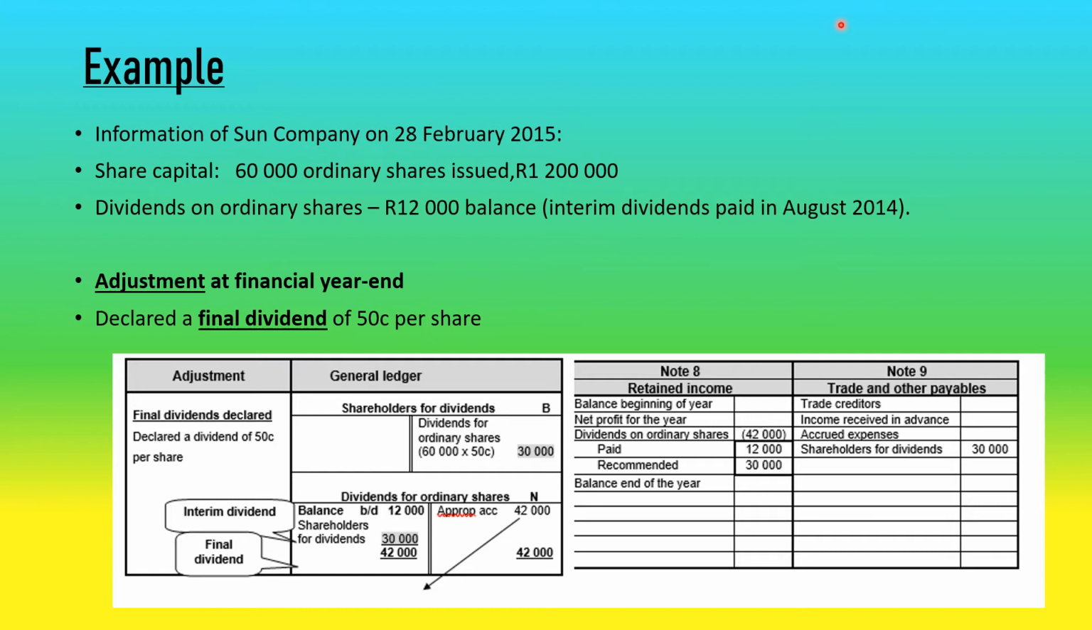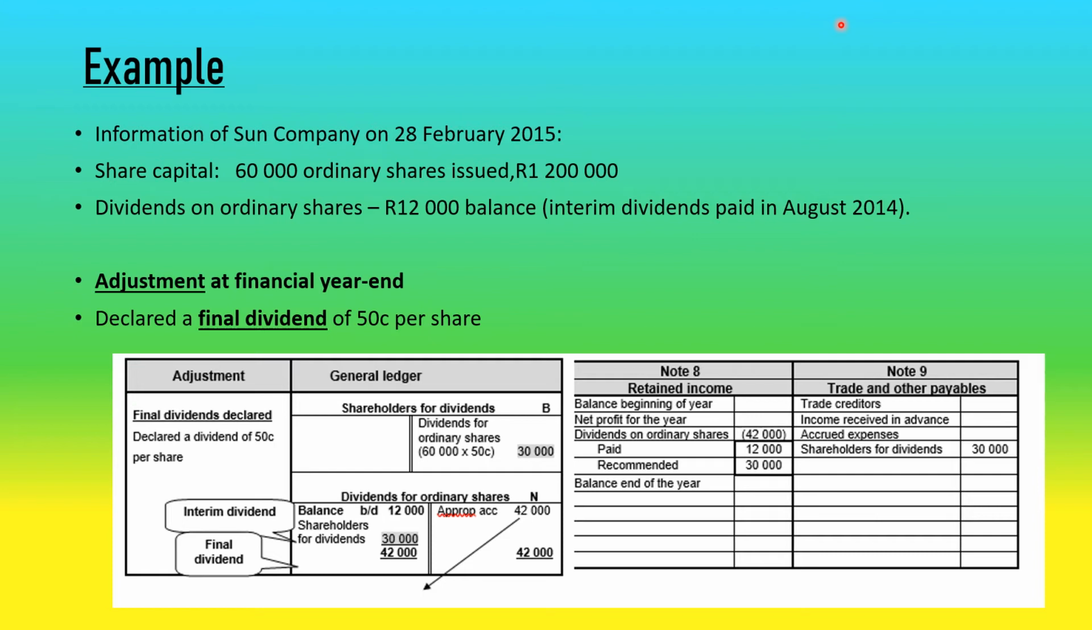Your shareholders for dividend is your liability account. Now you have to pay this dividend. You would then debit your shareholders for dividend, which is your liability account, and you would credit your bank. In essence, you've actually completely eliminated your liability when you've paid.